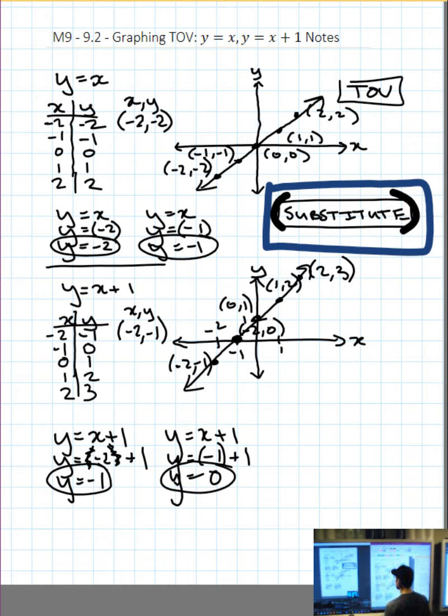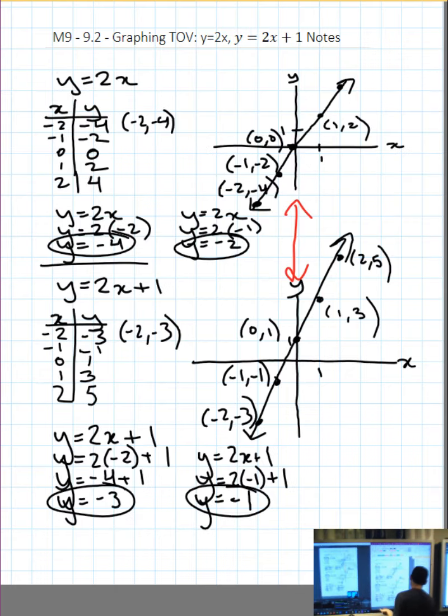Then we did the line y equals x plus 1. I put the graphs perfectly on top of each other. Notice the graph of x plus 1 is just the graph of x up 1. And then we did the graph of 2x, and then we did the graph of 2x plus 1. And the graph of 2x plus 1 is just the graph of 2x up 1.